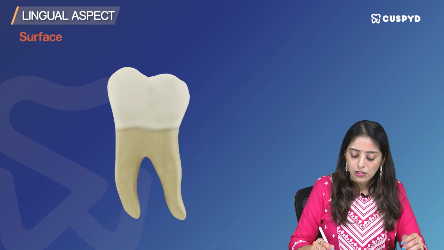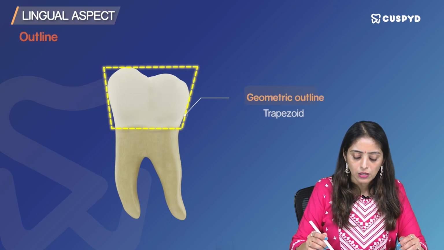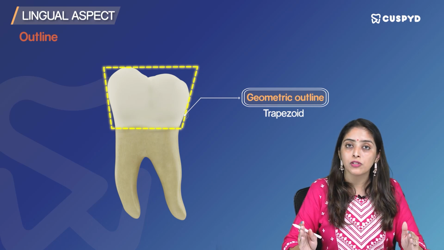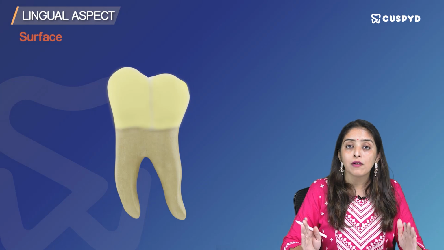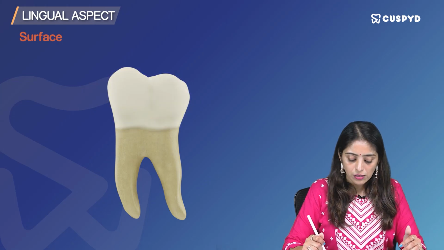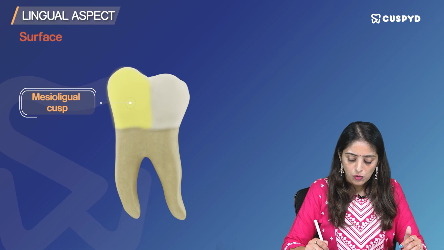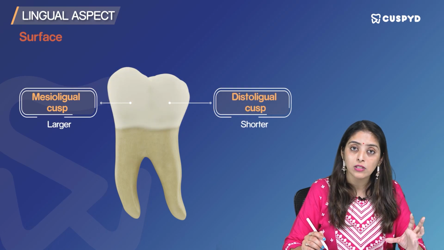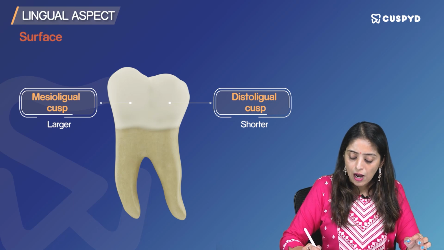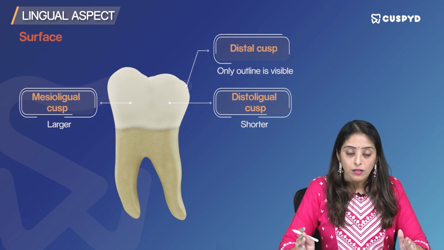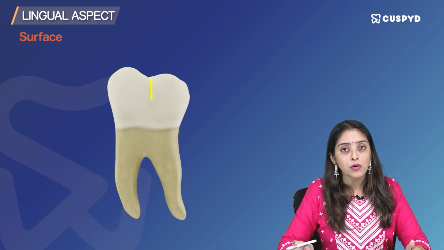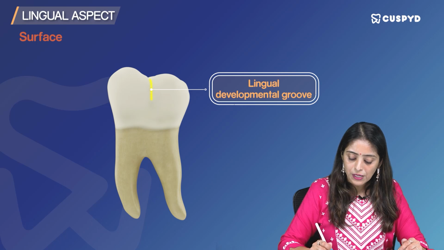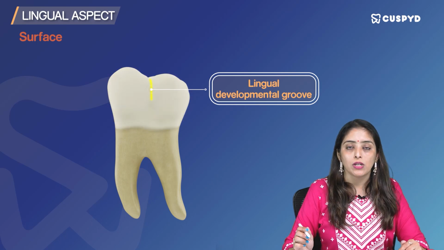From the lingual aspect, the outline of the crown is trapezoidal again, with the occlusal and the cervical lines appearing as the parallel sides of the trapezoid. 3 cusps are visible from the lingual aspect. You can see the mesiolingual cusp, which is definitely larger, the distolingual cusp, which is slightly smaller than the mesiolingual cusp, and you can see a little outline of the distal cusp also. There is a groove visible on the lingual aspect, which is called the lingual developmental groove. This lingual developmental groove separates the mesiolingual cusp from the distolingual cusp.